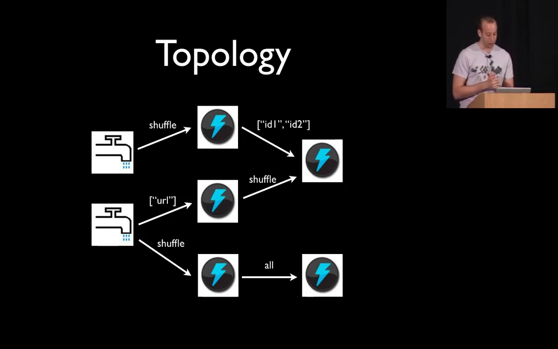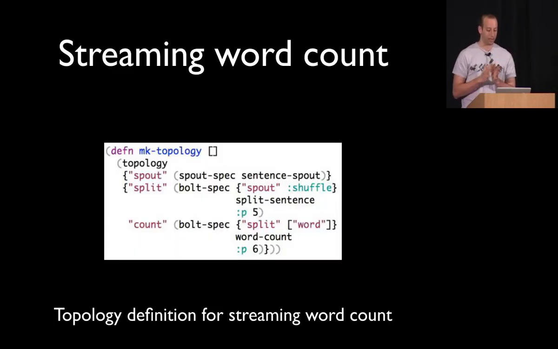All right, so let's dig into some code for using Storm with Clojure. The example I'm going to show here is streaming word count. The idea here is that we want a topology that takes in an input stream of sentences and produces an output stream of word counts. We just emit a new count for a word every time we see that word again.